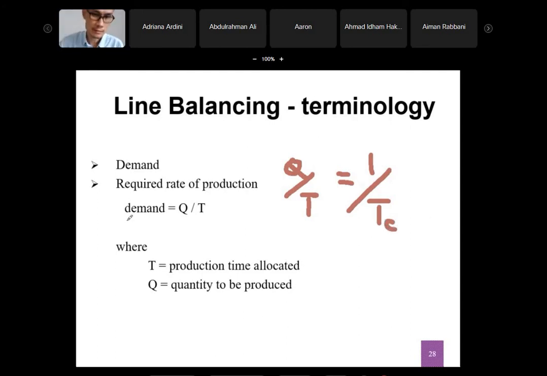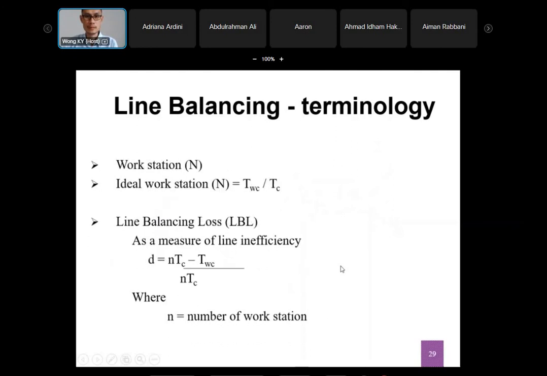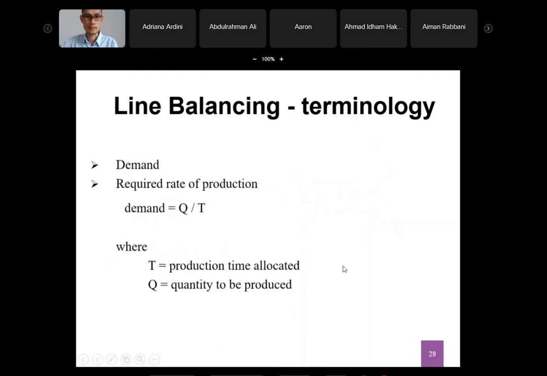Okay, demand rate. I don't know why the textbook calling it demand is confusing. It's actually the demand rate. So demand rate is Q divided by T, the quantity to be produced divided by the production time allocated. Or it just equals 1 divided by the cycle time.